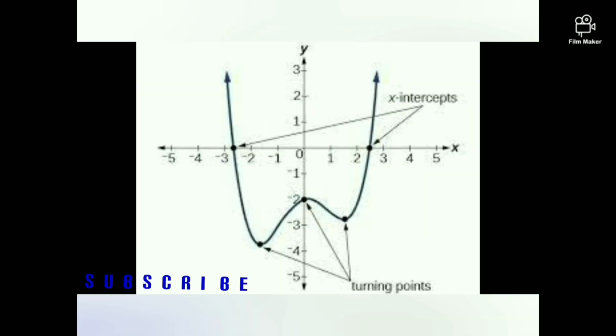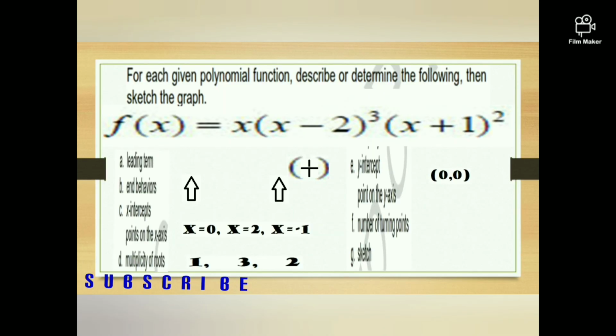Before we start on the task together, can you still remember how to find the x and y intercepts? For the x-intercept, y is equal to 0, right? For the y-intercept, x is equal to 0. Now, let's be ready. For each given polynomial function, describe or determine the following, then sketch the graph.